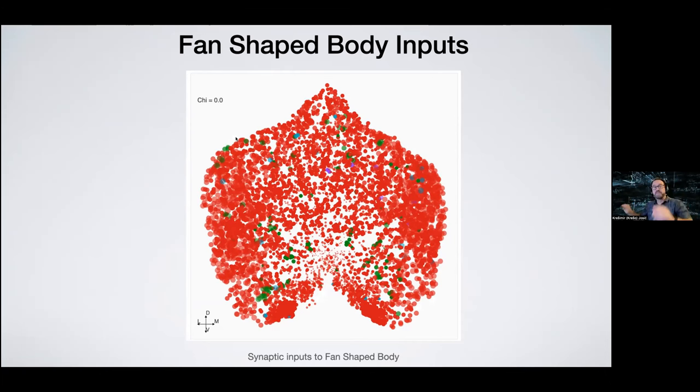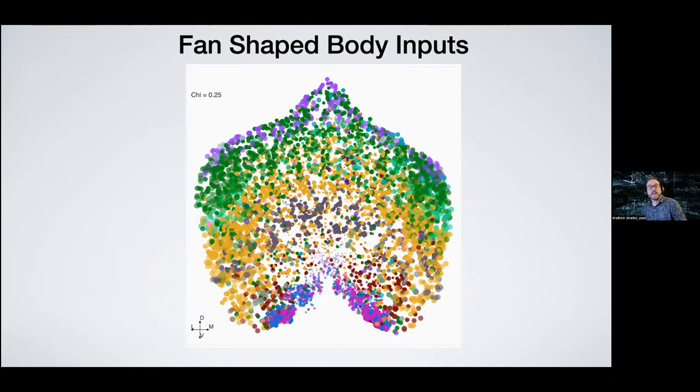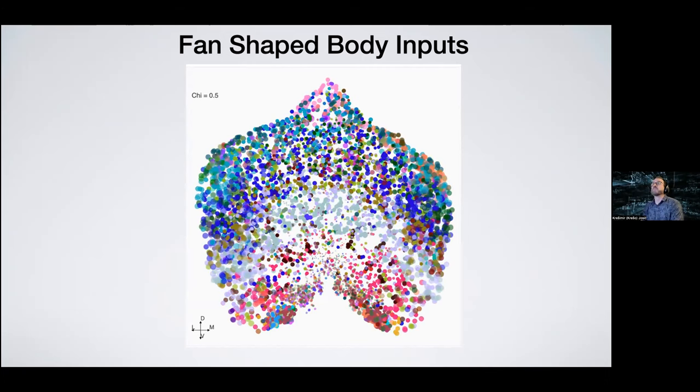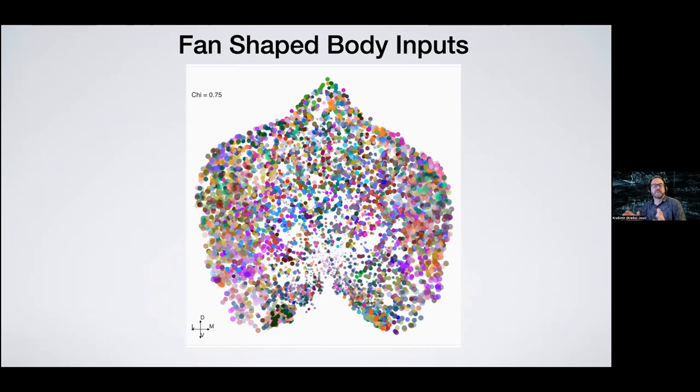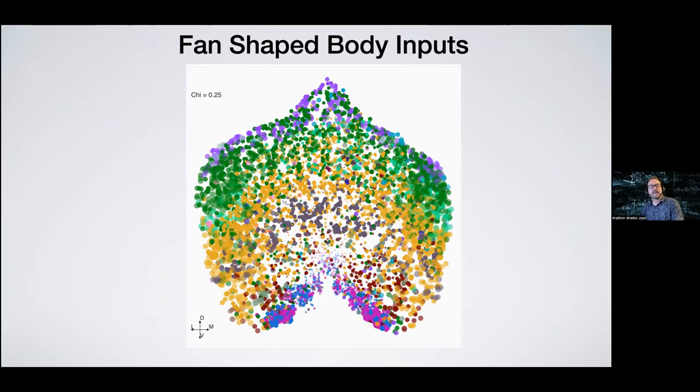And what you see is this very interesting layered structure that develops. Again, this is completely unsupervised. You just color them according to which cluster the presynaptic cell belongs to. And what you see is this very layered structure at different values of chi. And then it breaks up, the clusters become too small and you lose the structure eventually as chi becomes too big. But for a range of chi's, you get a very layered structure here.